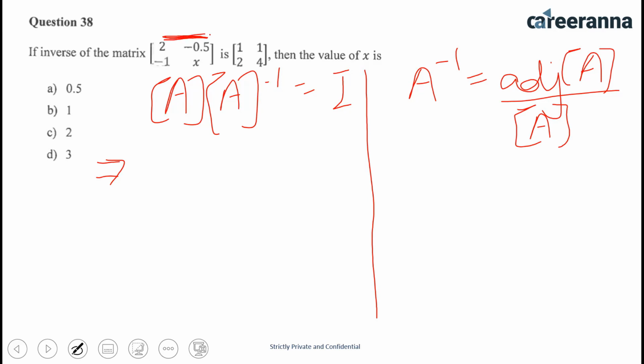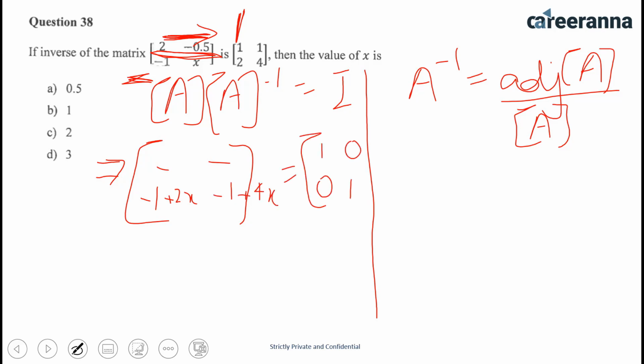Whenever we need to multiply matrices, we solve rows into columns. The upper two values are not required as they do not involve x. So we'll be solving it for the below ones. I'm not talking about these two points, but about this value. So −1 plus 2x, and here it will be −1 plus 4x, and it should be equal to the identity matrix.